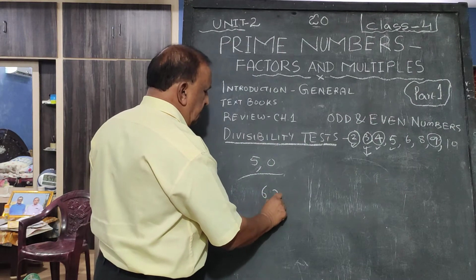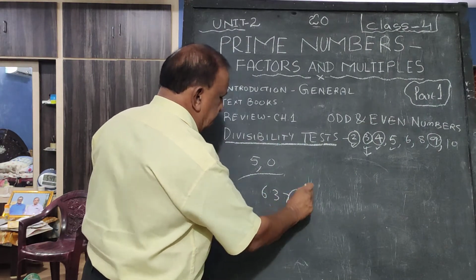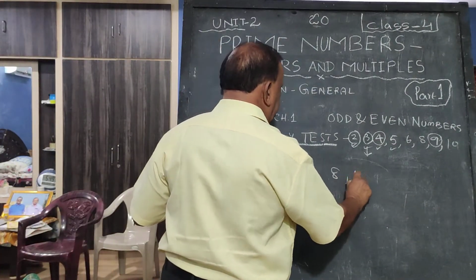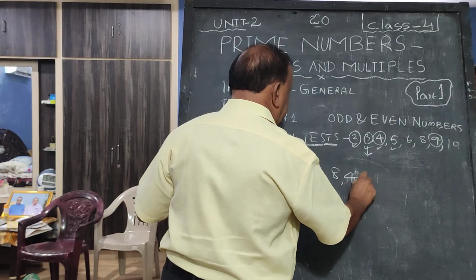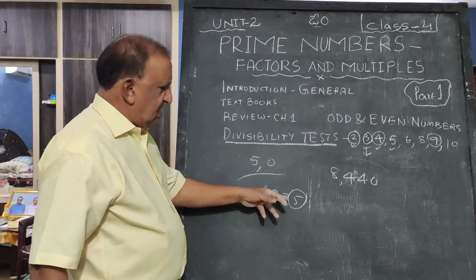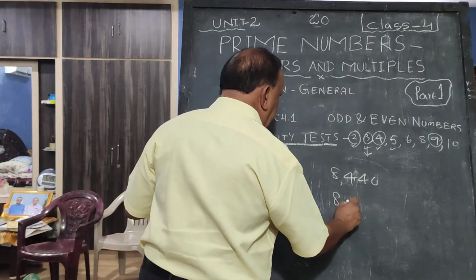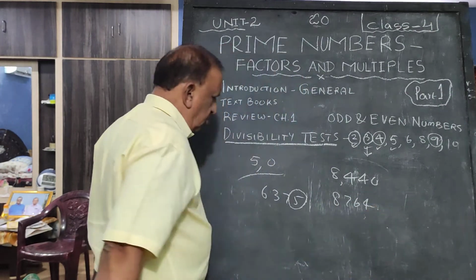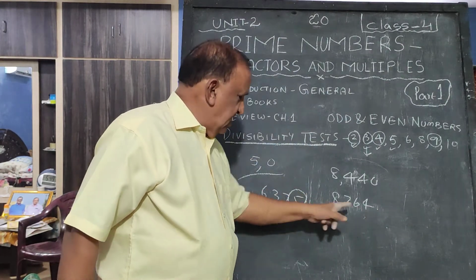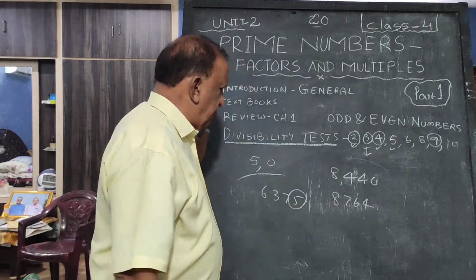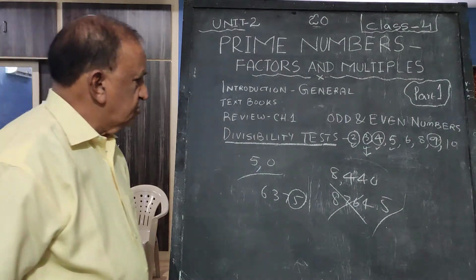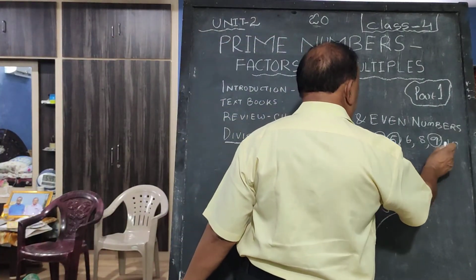Let us say 6,375. What is the last digit? That is 5. Therefore, this is divisible by 5. Similarly, I will take 8,440. Here the last digit is 0, so this is divisible by 5. Otherwise, suppose you have 8,764. Here the digit in the units place is not 5 or 0. Therefore, this is not divisible by 5.